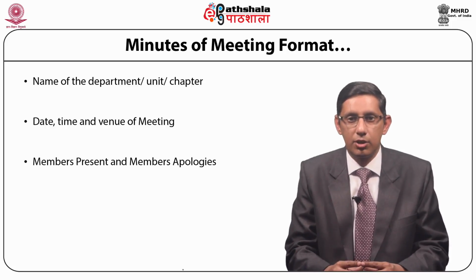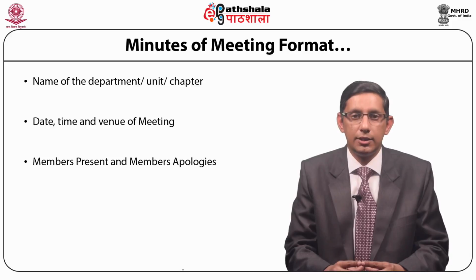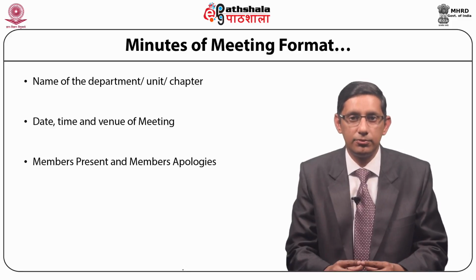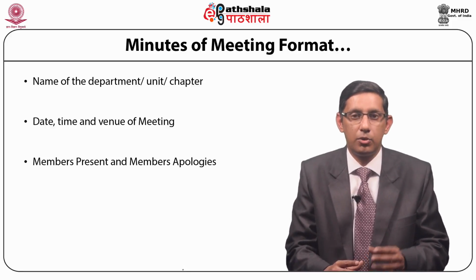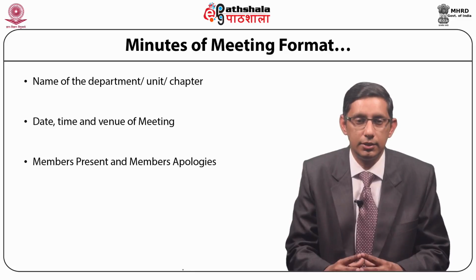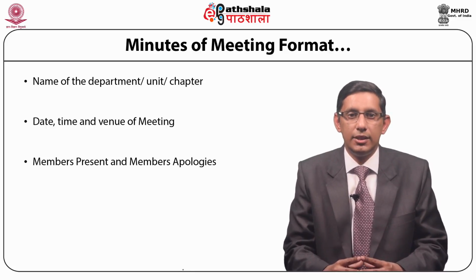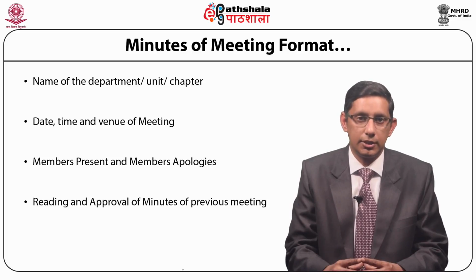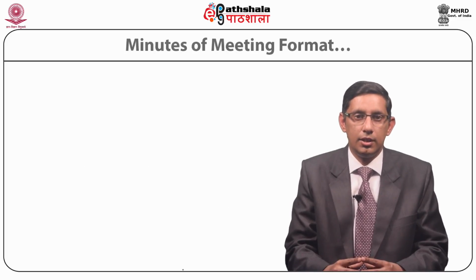If any member is not able to attend the meeting, that member has to send an apology for not attending, and that apology has to be read at the time of the meeting and quoted here. After that, reading and approval of the minutes of the previous meeting has to be done and is to be mentioned.